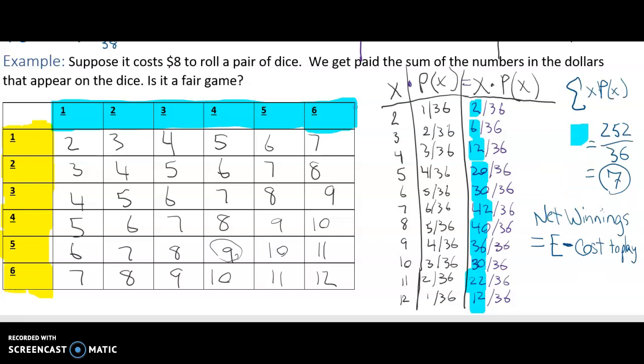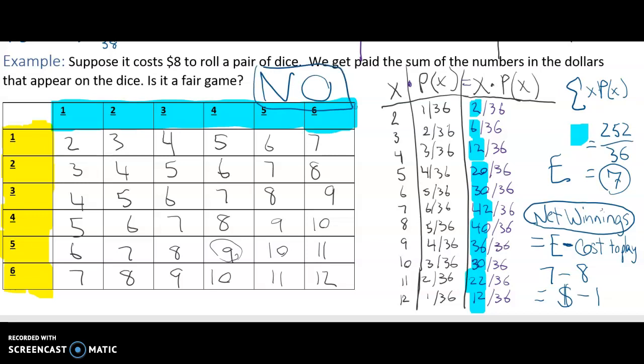Now we need to determine if we have a fair game. Remember, our net winnings is our expected value minus our cost to play. Our expected value was 7. The cost to play the game is $8. So our net earnings will be negative $1. Since it's not 0, that means that it is not a fair game. So our answer is no, not a fair game.